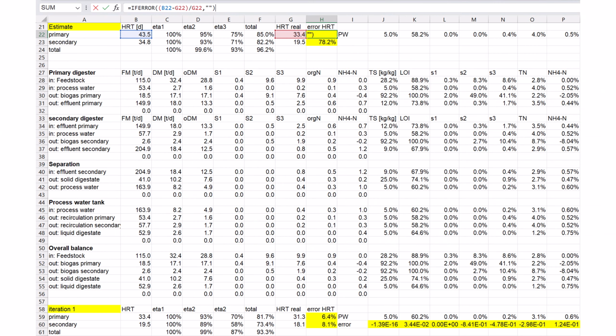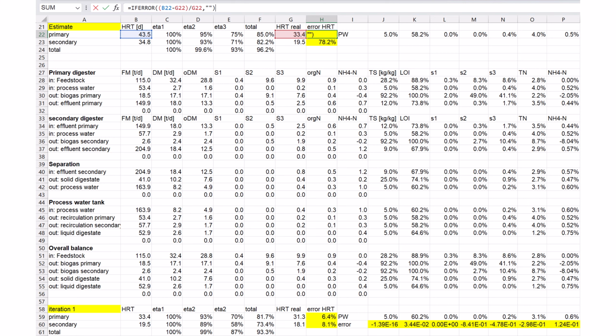The first rows show the estimate table. We have previously estimated the hydraulic residence times of the primary and secondary digester and the process water composition. Based on those estimates, we calculate the mass balance for the primary and secondary digester, for the separation and around the process water tank which deals with the process water distribution. I want to direct your attention to the highlighted cells. With the mass balance, we have calculated the digester effluent streams, which are used to calculate the hydraulic residence times of the primary and secondary digester.